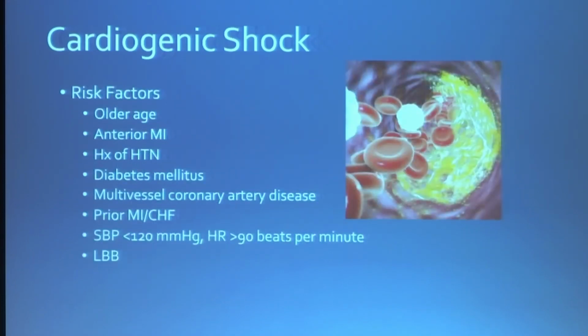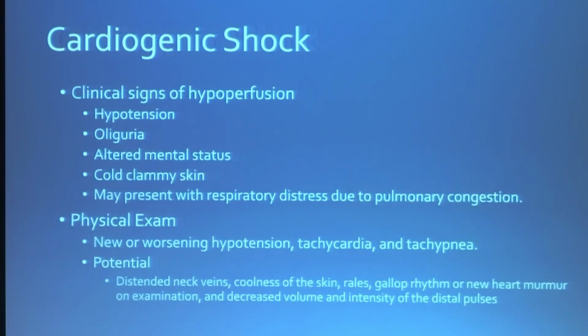Risk factors for cardiogenic shock: older age, anterior MI, history of hypertension, diabetes, multi-vessel coronary disease, prior MIs and prior congestive heart failure, systolic blood pressure less than 120, heart rate greater than 90 beats per minute, or a left bundle branch block, which is often associated with an anterior MI.